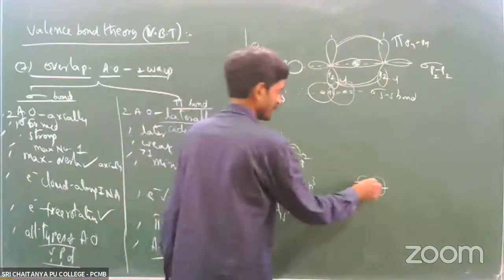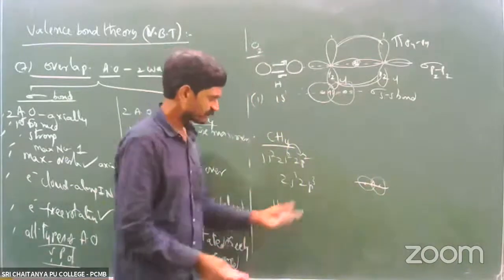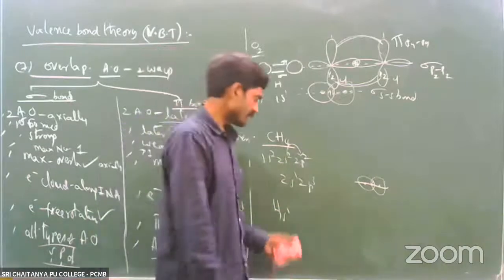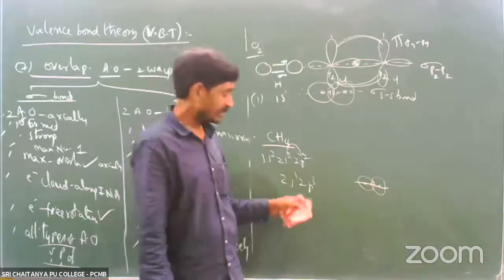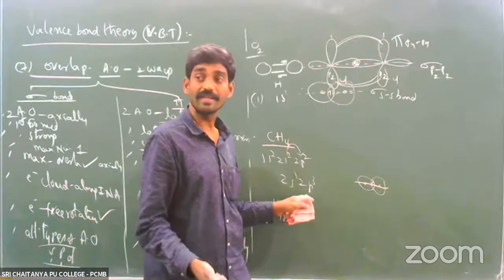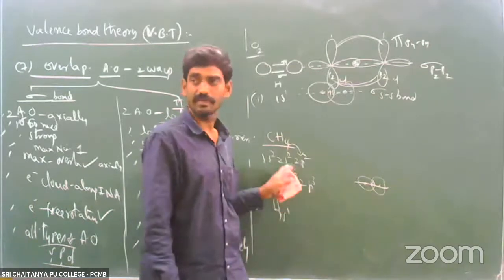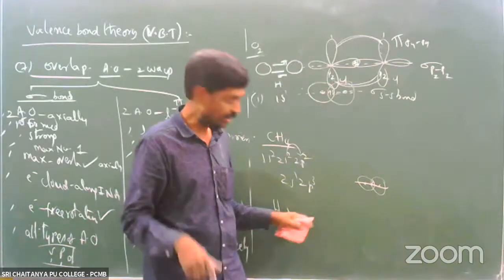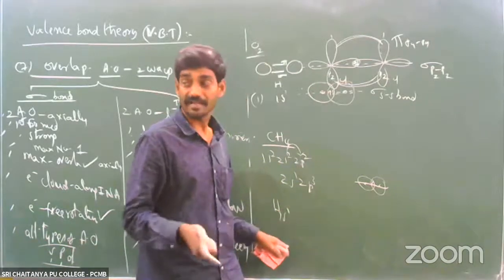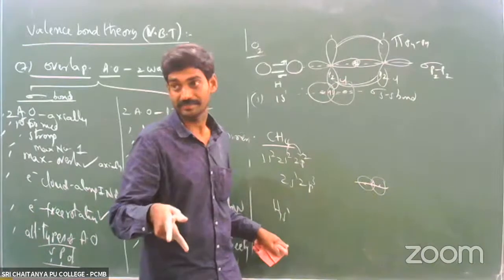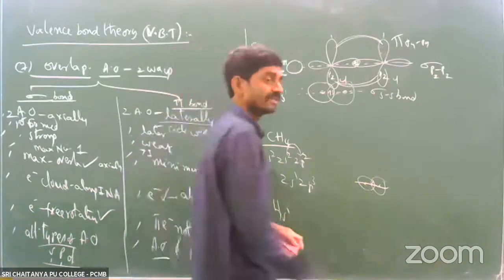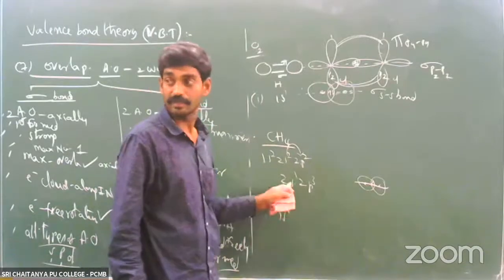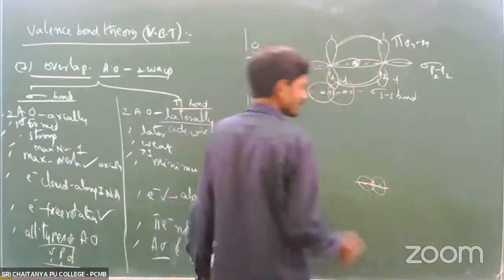Next, the remaining p orbitals are available here. The remaining three half-filled p atomic orbitals of carbon can overlap axially with the three half-filled s atomic orbitals of three hydrogen atoms. Then they form sigma sp bonds.